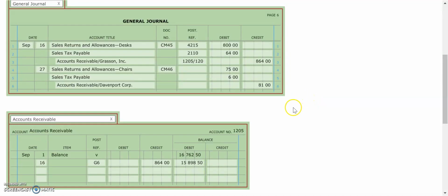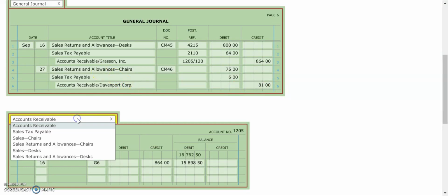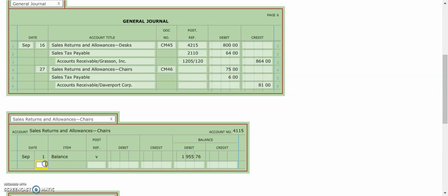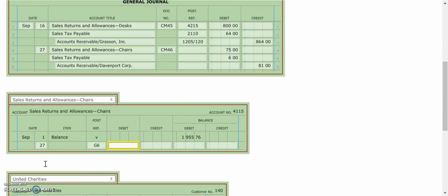Okay, we're going to continue with our posting here in our general journal, doing our individual postings for our general debit, general credit. So our next one up is sales returns and allowances for chairs. So we're going to open that up and we're going to put the 27th in here. This is coming from G6 and it is a debit for $75. So what we need to do here is add these two numbers together, which is going to give us $2,030.76. And then we come back up here and put 4115 in as our post reference.